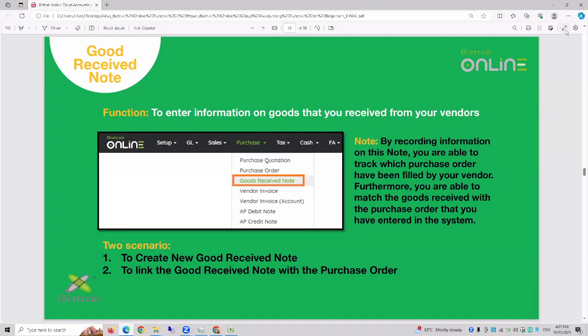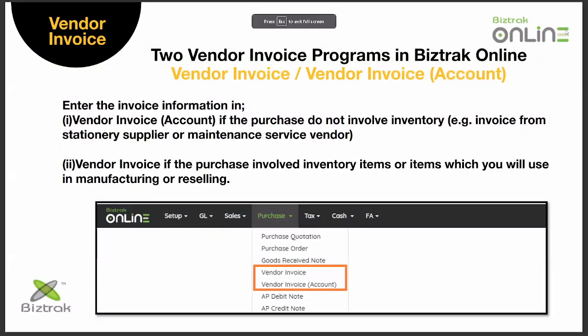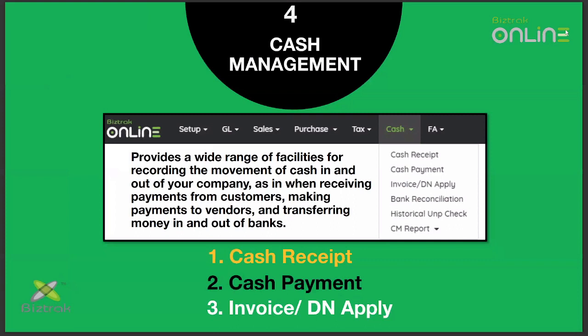Alright, so we go to the next topic. The next topic will be cash management module. The cash management module provides a wide range of facilities for recording the movement of cash in and out of your company, as in when receiving payment from your customer, making payment to vendor, and transferring money in and out of bank. Under the cash module, we have cash receipt, cash payment, invoice debit note apply, bank reconciliation, historical unpresented check, and also cash management report.